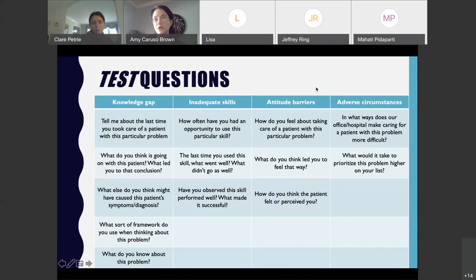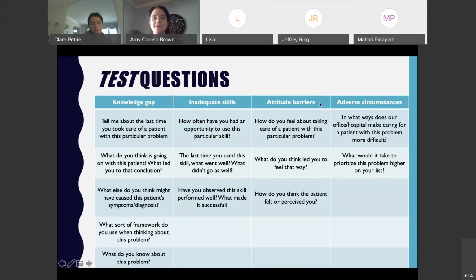There's questions for skills, questions for attitude barriers, again, getting at bias and discrimination. And then adverse circumstances. So looking at how we prioritize patients' problems, and how the structure of our hospital or clinic might make it challenging to care for patients with certain issues.